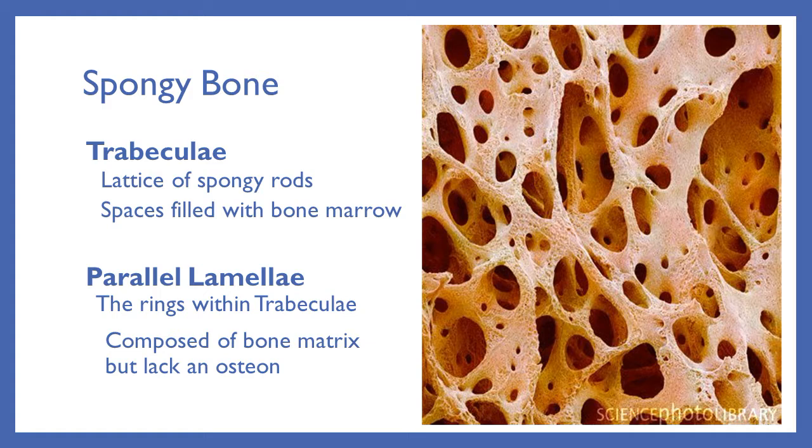The spongy bone is going to be formed out of trabeculae, which is a lattice of spongy rods, and spaces between them are filled with bone marrow. There are tiny rings within the trabeculae that are called the parallel lamellae. These are composed of bone matrix, but they lack an osteon. So whereas we have the osteons and the cemented together structure of the compact bone, the spongy bone has all of these open spaces that we can fill up with bone marrow, have blood vessels traveling through.